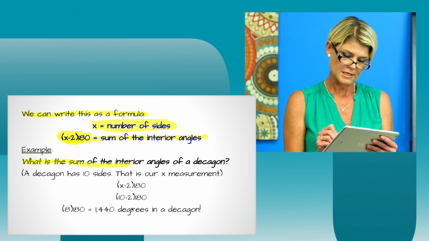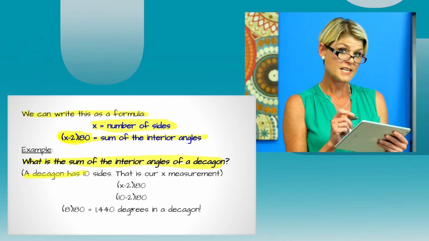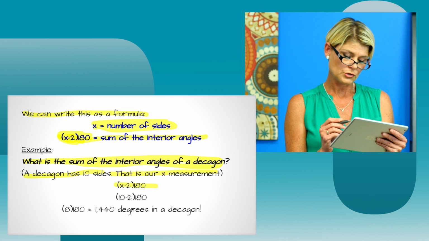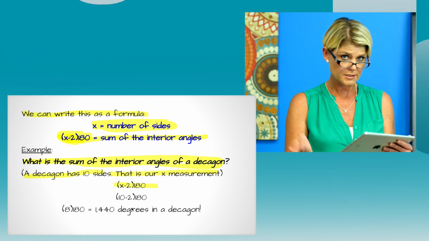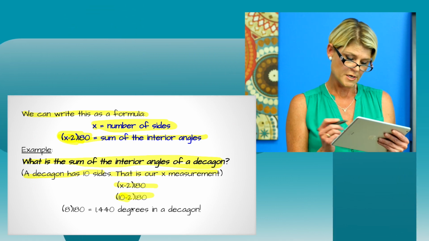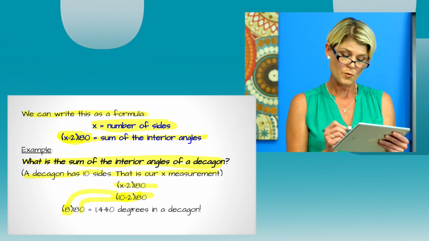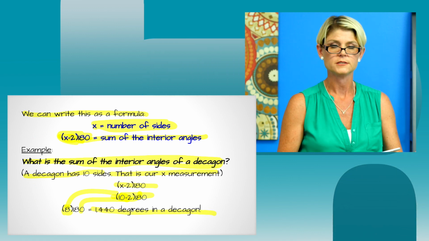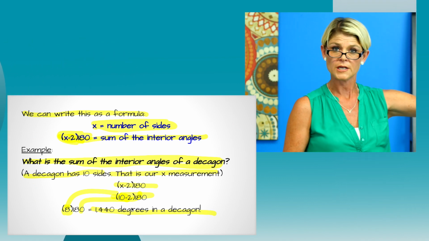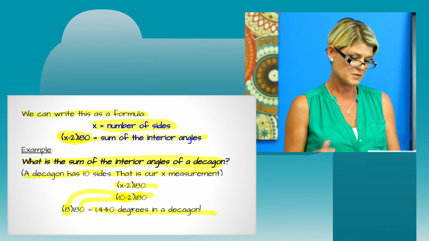What is the sum of the interior angles of a decagon? Okay, a decagon has 10 sides. Dec means 10. So that's going to be our x measurement. So x minus 2 times 180, that's the number of degrees in each one of those triangles. Okay, 10 minus 2 for the decagon times 180. So 10 minus 2 is 8, that's pretty simple. Multiply that by 180 and we get 1,440 degrees in a decagon. So that way you don't have to commit to memory the number of degrees in the interior angles of a decagon. You can just do this simple formula to work it out.